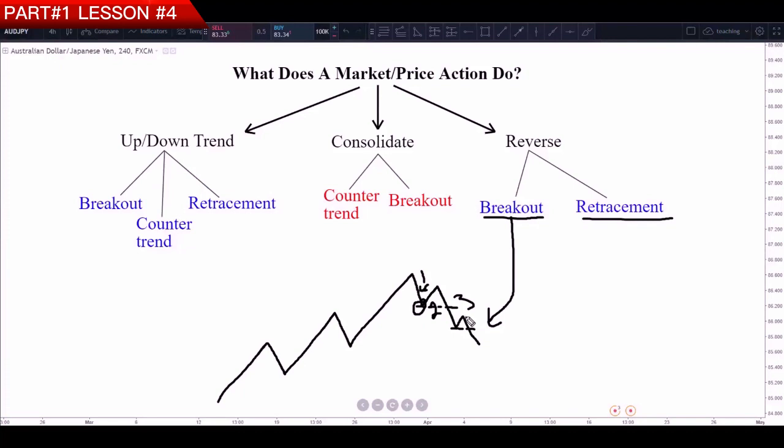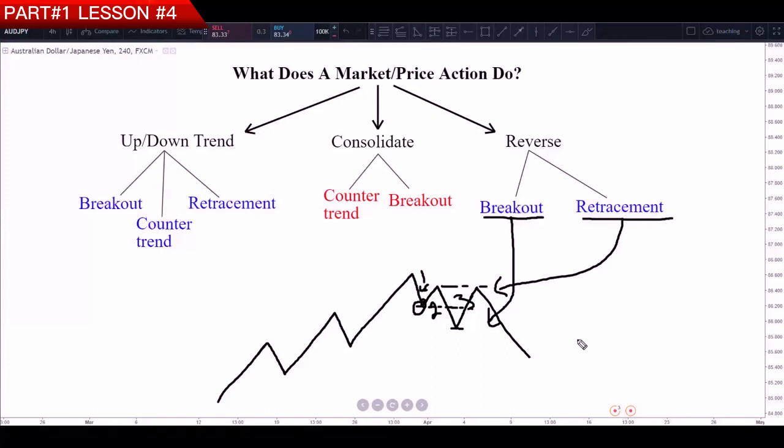Or if we ended up with some type of flag pattern here before the breakout, that would be another example of a breakout opportunity. Another way we could look at trading the reversal scenario is retracement trading. How would we do that? We'd wait on the market to pull back, possibly into previous support here, possibly all the way back up into previous resistance, anywhere in there, looking for a possible retracement, pullback entry, or trade. And that's how we can capitalize on reversal situations.